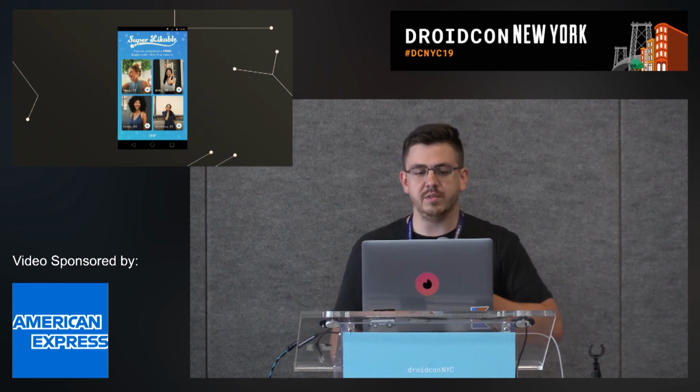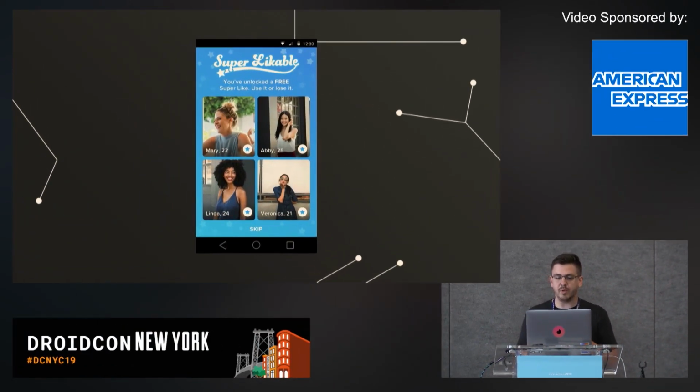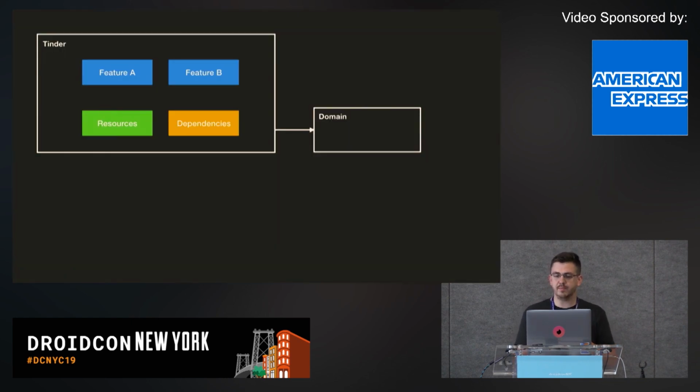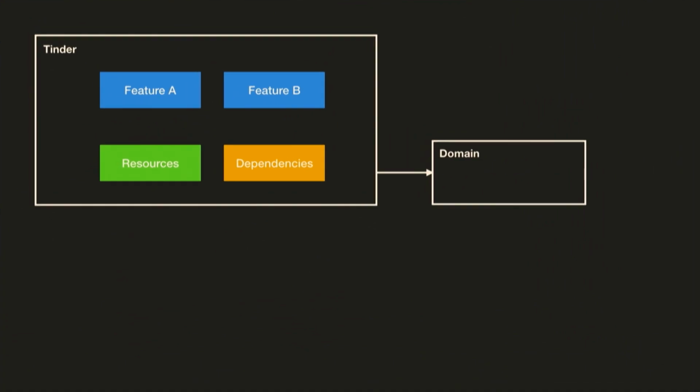And the first module we used to start addressing this issue was a feature we called Super Likable. So let's take a look at how we achieved that. If we consider this the base setup, we have the domain layer to the side, but all the features are now neatly packaged in the Tinder application module. And we want to extend that without adding more to that one.